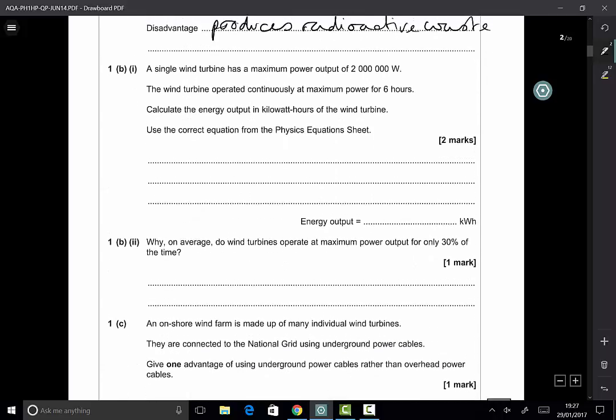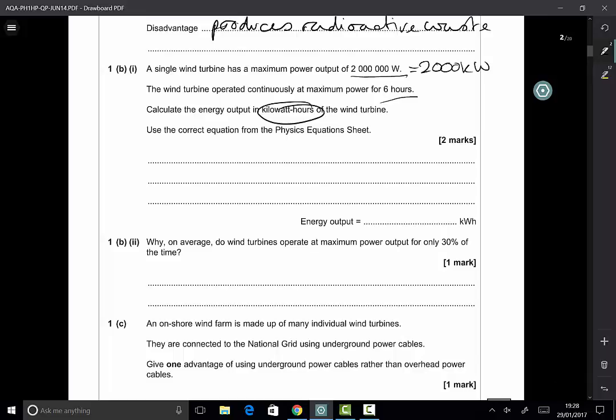Okay, 1b, we've got a calculation. A single wind turbine has a maximum power output of 2000 watts. The wind turbine operated continuously at maximum power for 6 hours. So as our two key values. Calculate the energy output in kilowatt hours. Okay, so we've got a power in watts. We need our answer in kilowatt hours, so we need to convert that into kilowatts. We do that by dividing by 1000, so that gives us 2 kilowatts.